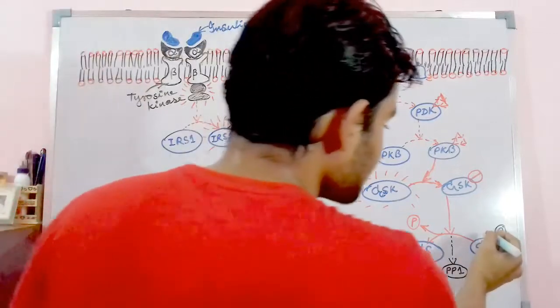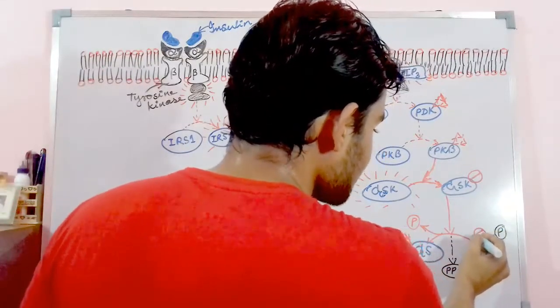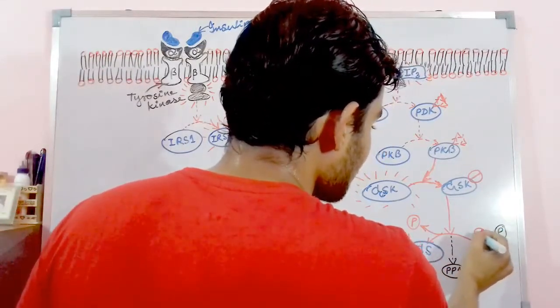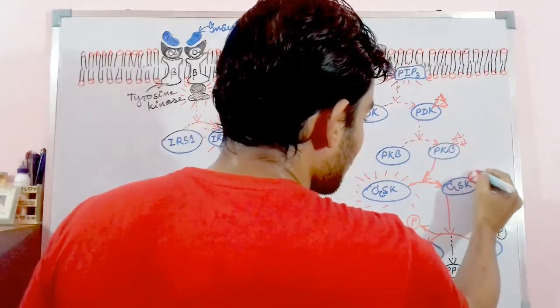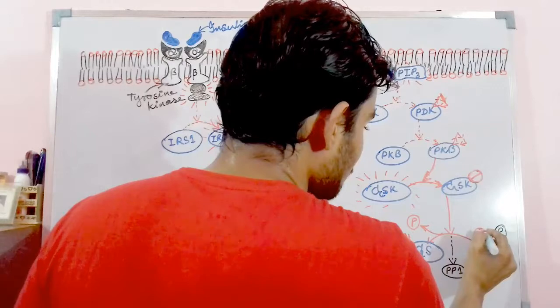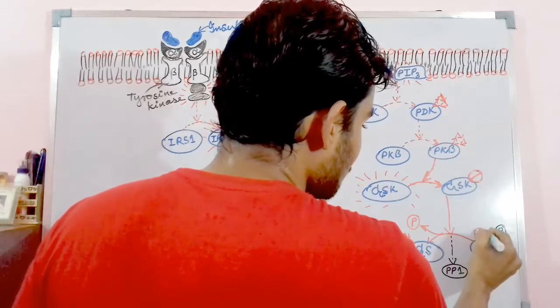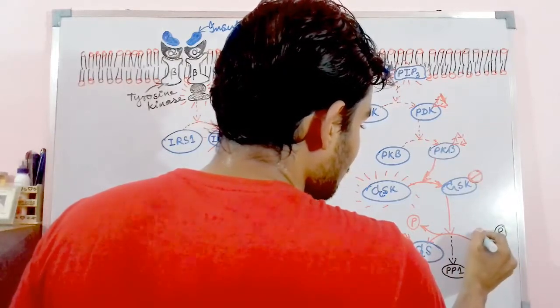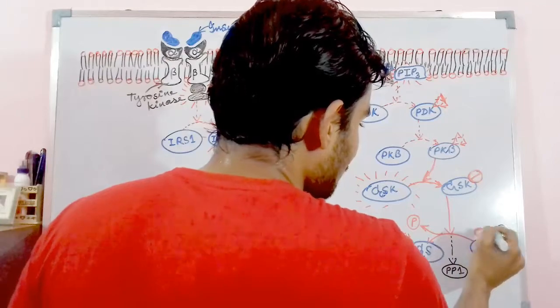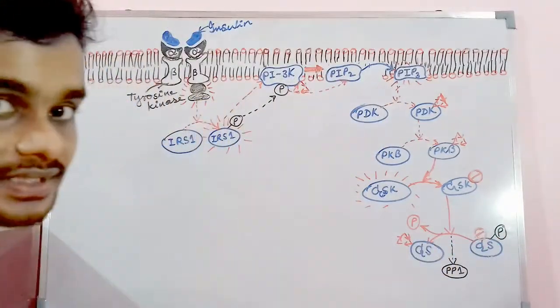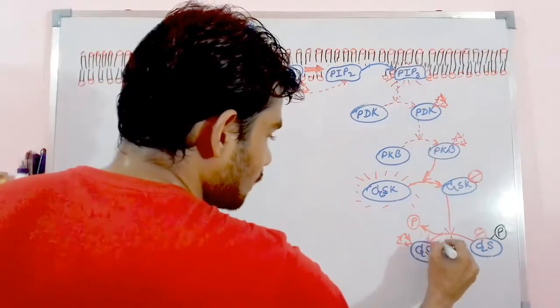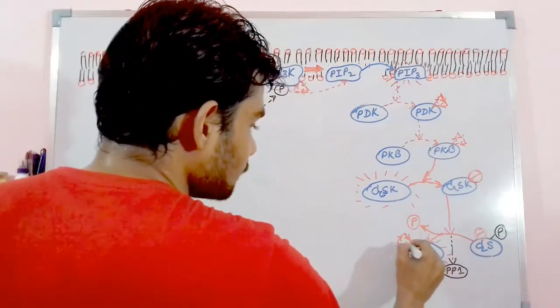this is the inactive form of glycogen synthase. Okay, this inactive form of the glycogen synthase molecule would rather get activated. This is the active form of the glycogen synthase molecule. Okay.